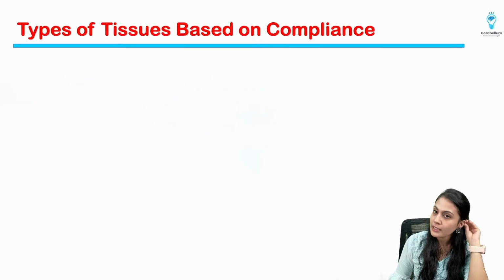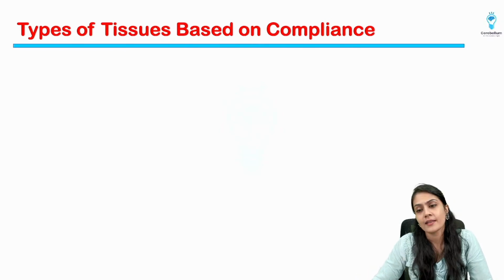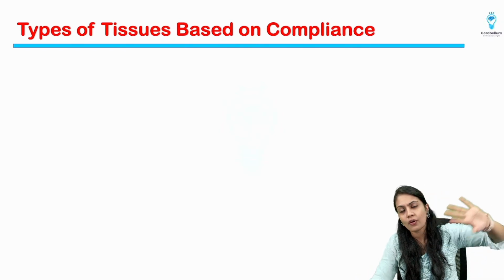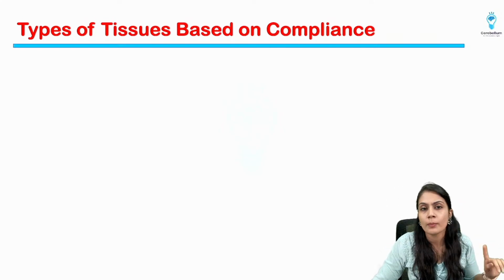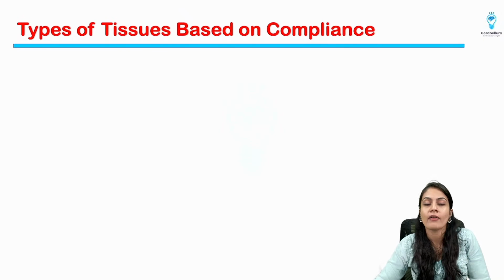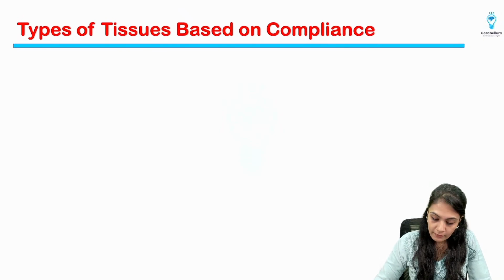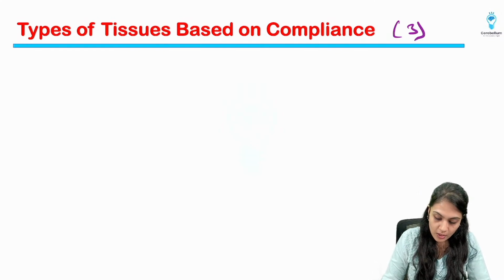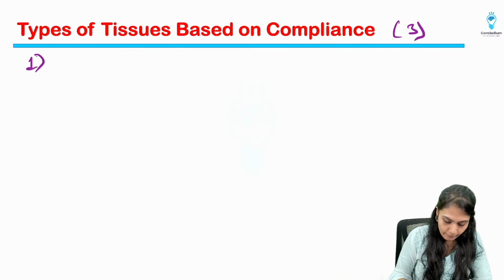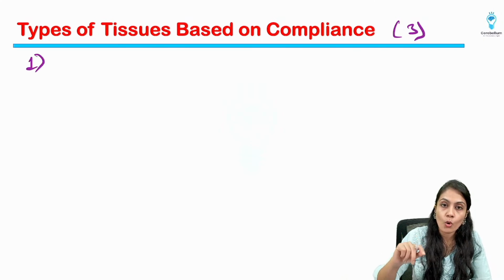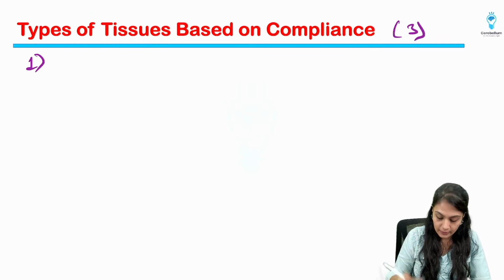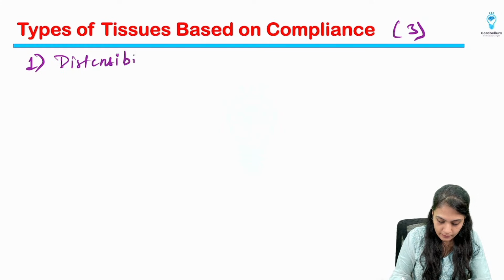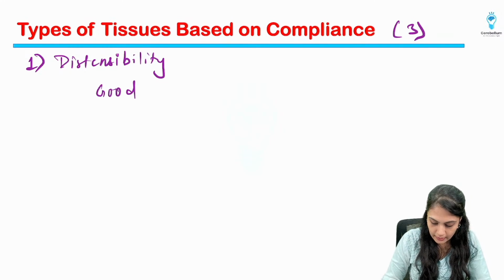Now, what are the types of tissue based on compliance? We can say there are various types of tissue on the basis of morphology and functional differentiation, but on the basis of compliance also we can divide the respiratory tissues into three different parts. What are the types or subtypes? The first subtype is the one which has both properties working properly. What are both the properties? First is the distensibility, which is going to be good, right? Then the recoil.